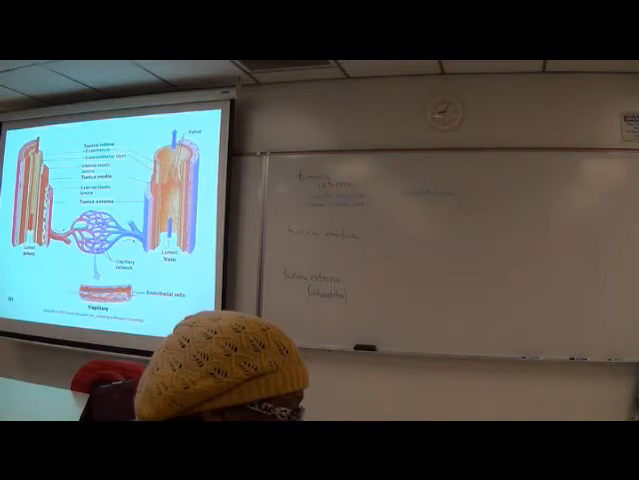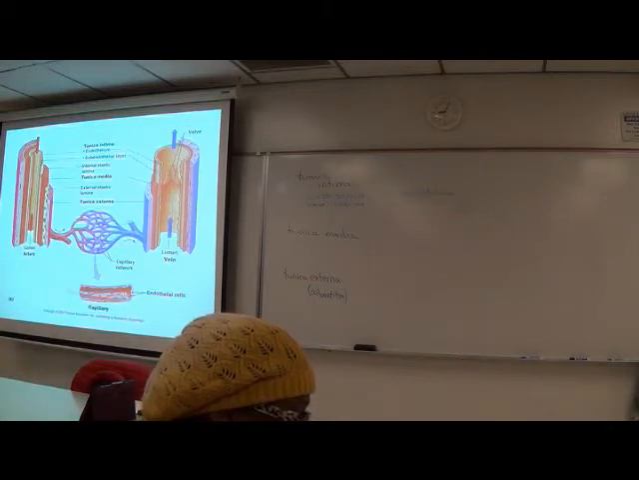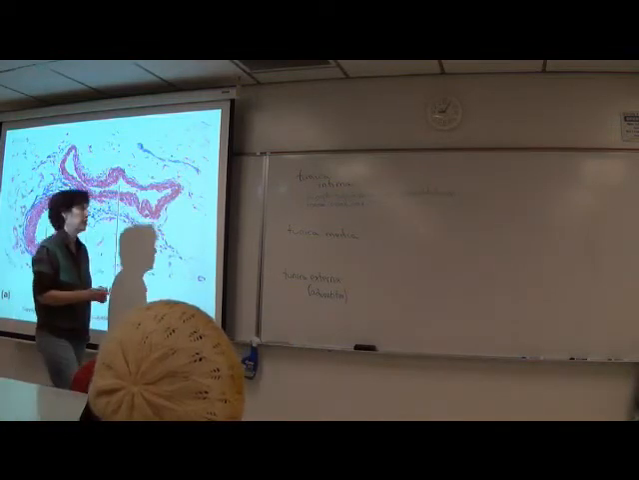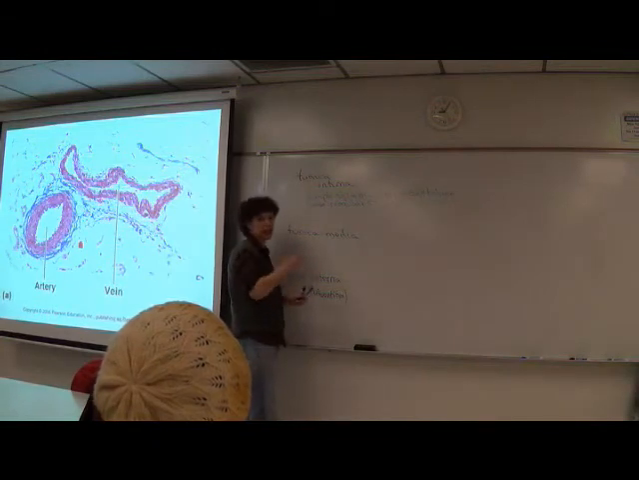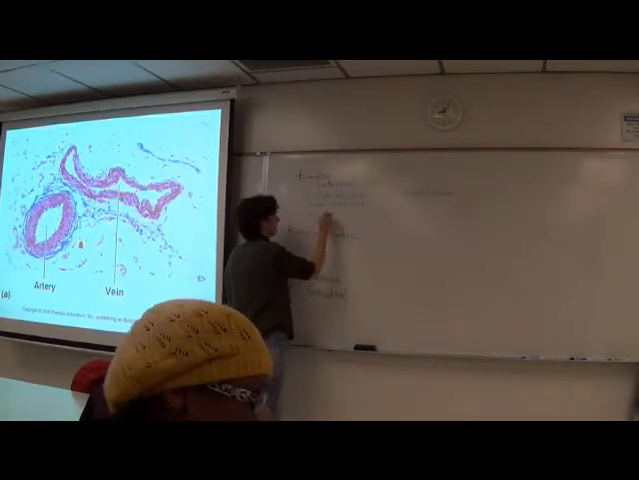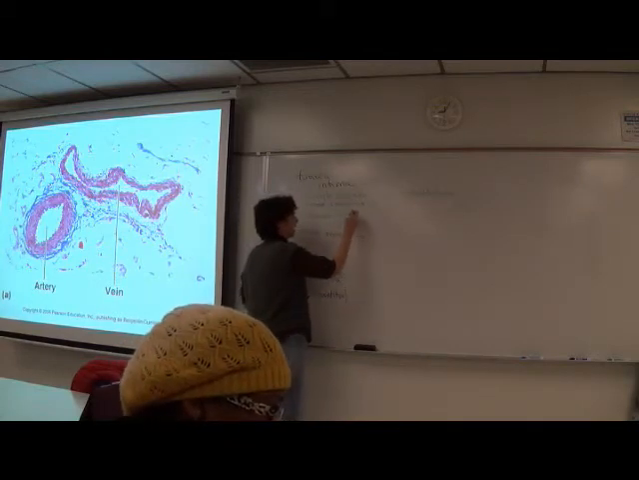Now, in our muscular arteries, which is what you're seeing here, the distributing arteries, there is also a sheet of elastic. Not just a single elastic fiber, but a sheet of elastic fibers.